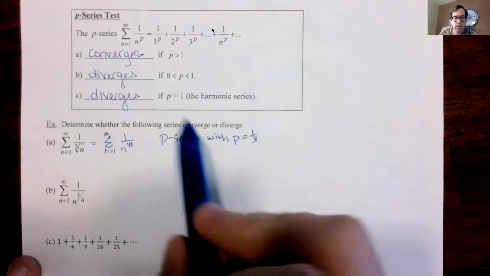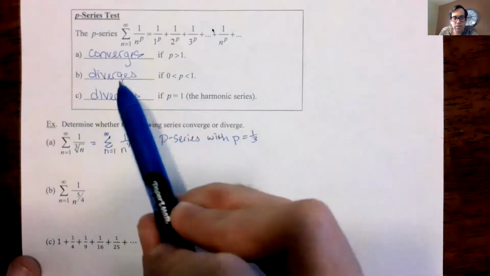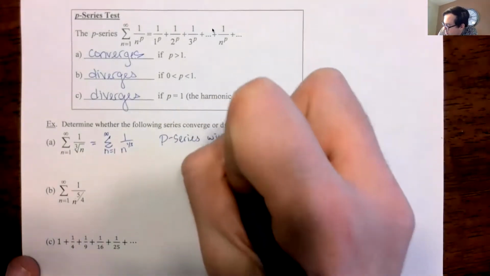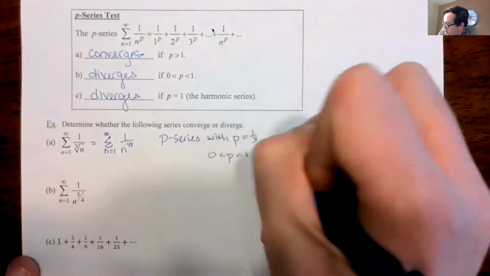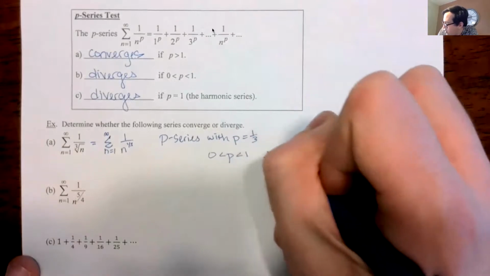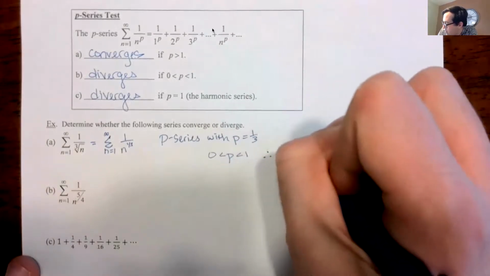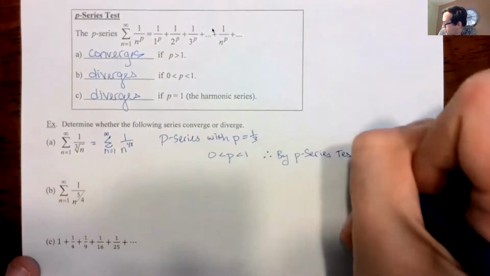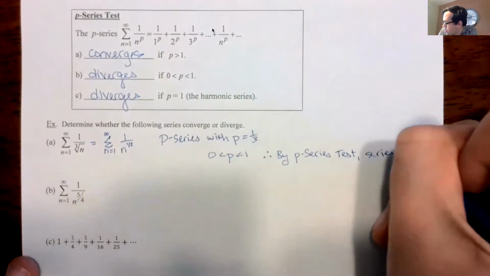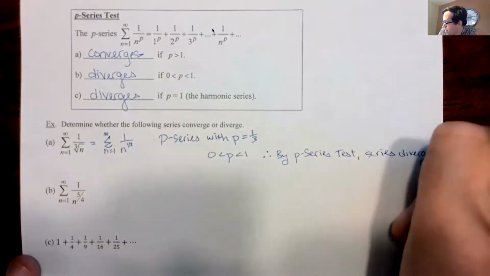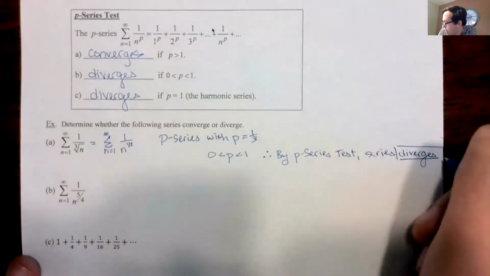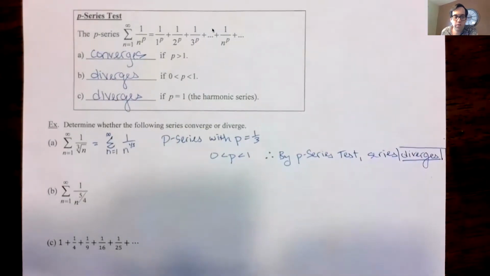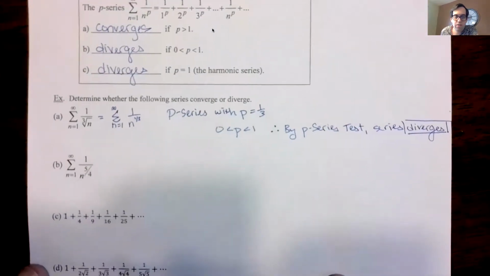And when P is 1/3, which case is this? It's between 0 and 1, so it diverges. So 0 is less than P is less than 1. Therefore, we could say by P series test, the series diverges. We really want to get into the habit of writing which test we're using to prove convergence or divergence.